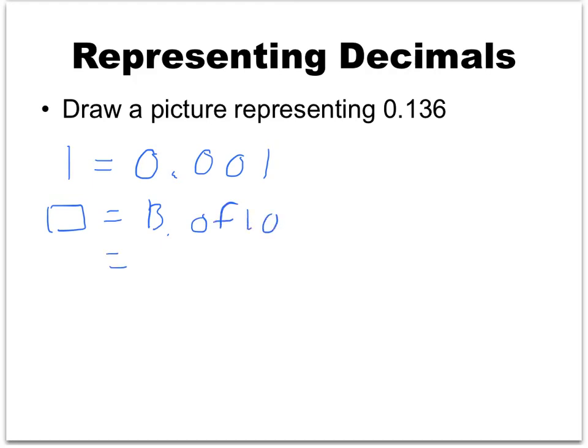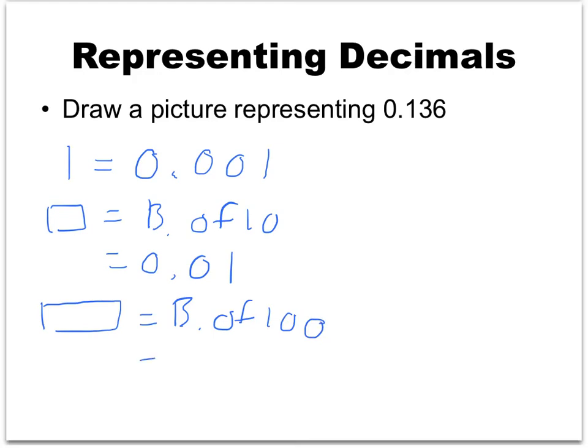Then a box like this, which again is going to represent a bundle of 10. Well, if I bundle 10 1,000ths together, I get 1/100th. And then we'll draw a bigger box here to represent a bundle of 100. Well, if I bundle 100 thousandths together, I get 1/10. And so here's my key for the picture that we're going to draw here.